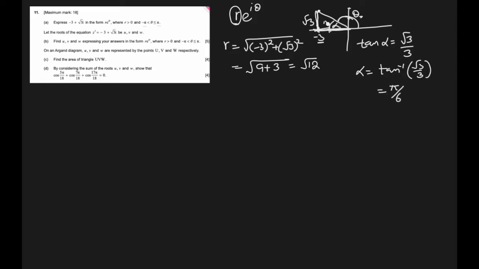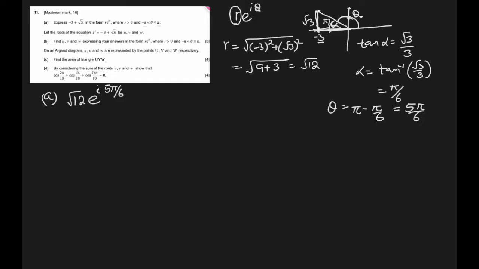So this is pi over 6. So we can find theta now. Theta will be pi minus pi by 6, which is 5 pi over 6. Okay. So we got r, we got theta. We can write the answer of part A. It will be square root 12, which is r, then e to the power i 5 pi by 6. That is the answer of part A.